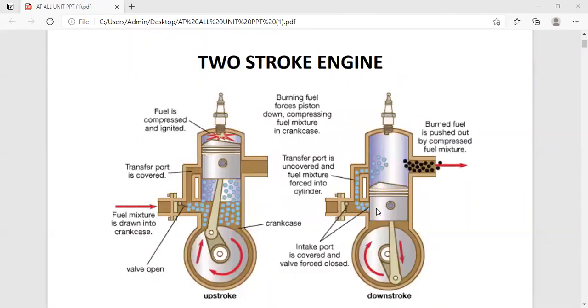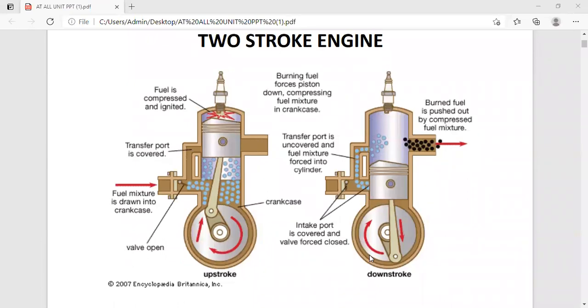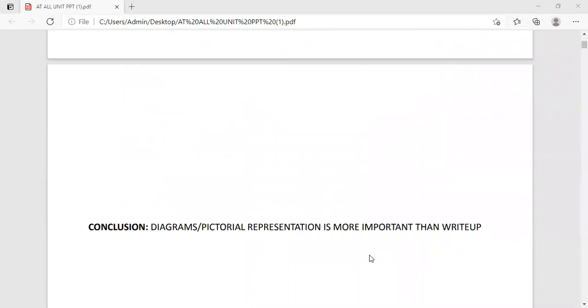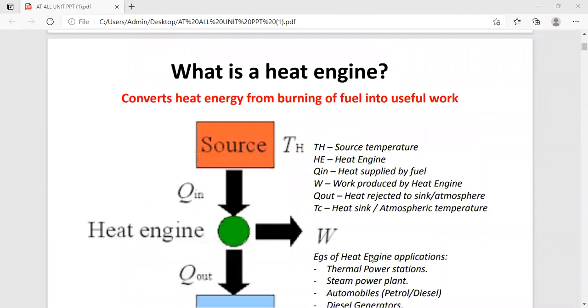We are going to see the constructional features. If you see, this is the transfer port, from where the charge is introduced inside the combustion chamber, and spark is provided, which ignites the fuel mixture. And here you find the rotation takes place. So this is a brief introduction of the two-stroke engine.